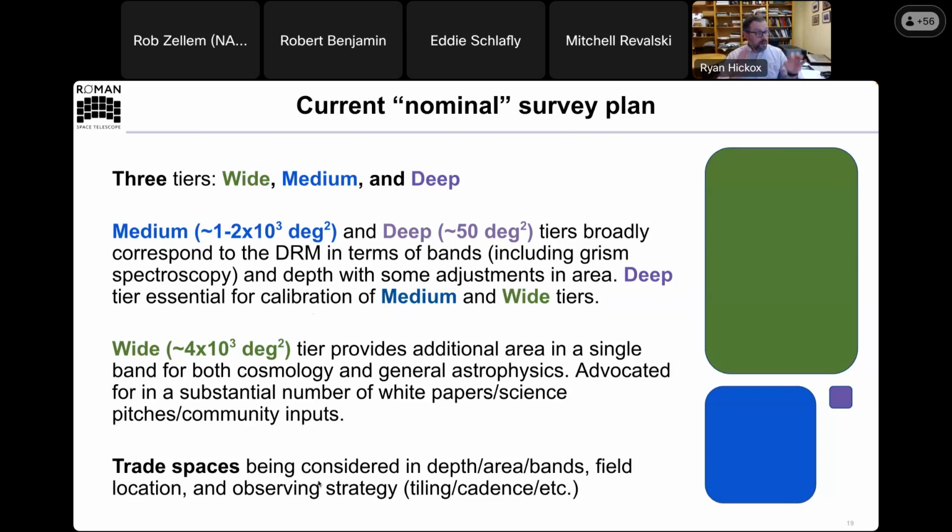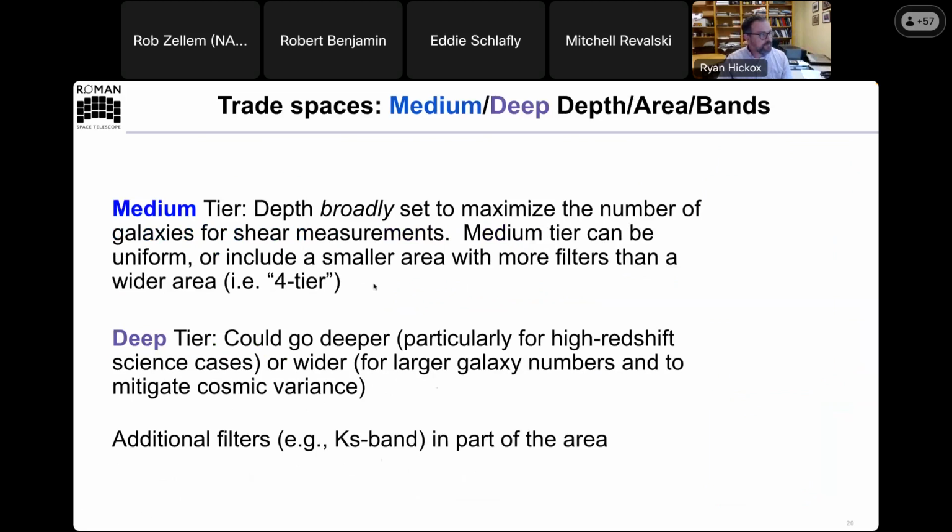And so, given all this, this is now the framework that we're looking at, and we're considering various trade spaces in terms of depth, area, and bands, field location, observing strategy, et cetera, that will be optimized in this framework. Okay, so what I'd like to do now is just go through each one of those sets of trade spaces. So in order to do this, we've divided into individual working groups that have presented their own thinking on each one of these things.